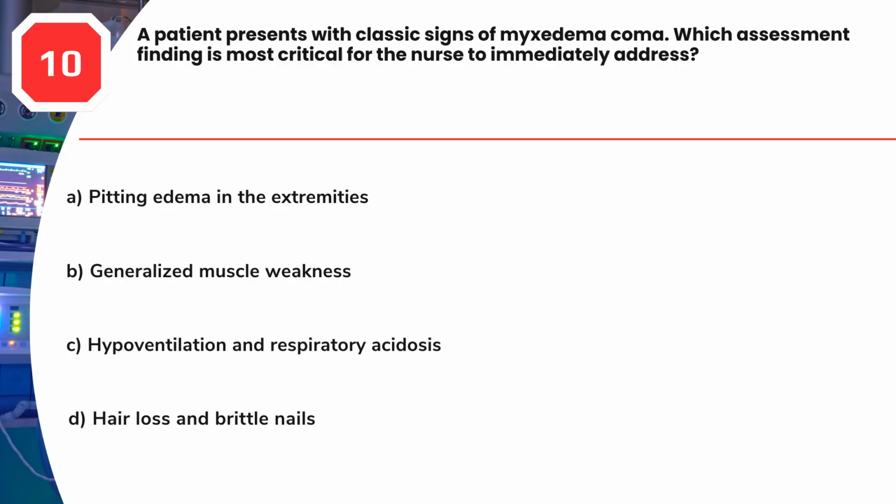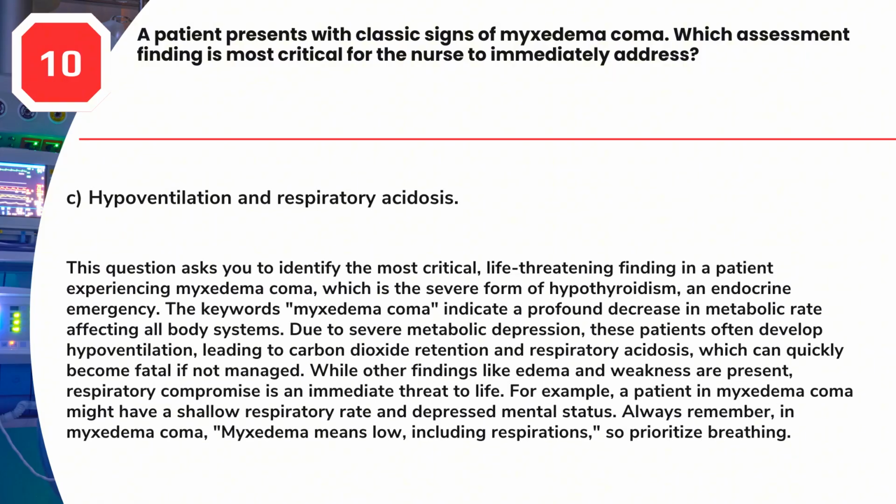Question 10. A patient presents with classic signs of myxedema coma. Which assessment finding is most critical for the nurse to immediately address? A. Pitting edema in the extremities. B. Generalized muscle weakness. C. Hypoventilation and respiratory acidosis. D. Hair loss and brittle nails. Answer C. Hypoventilation and respiratory acidosis.